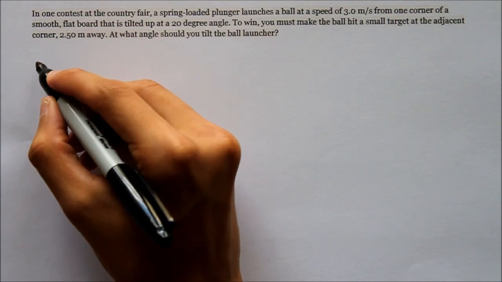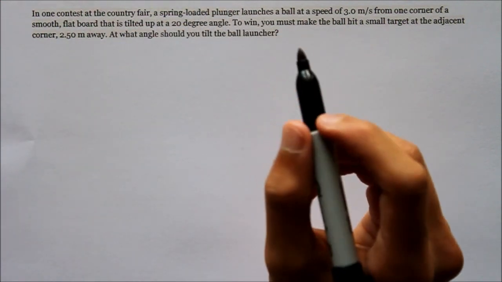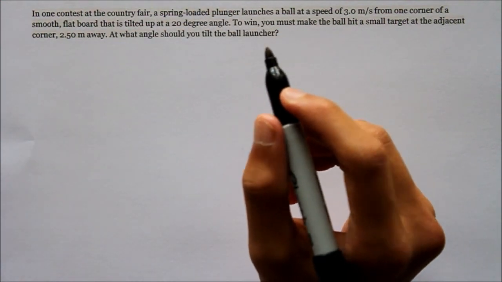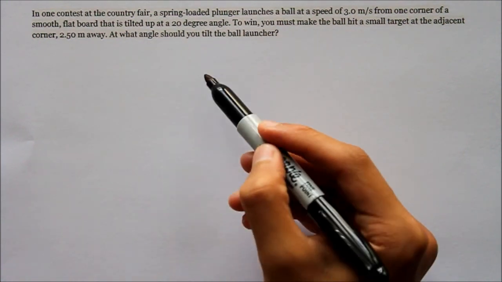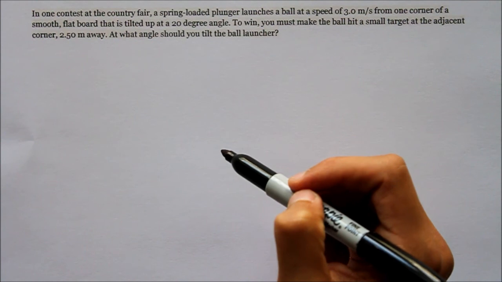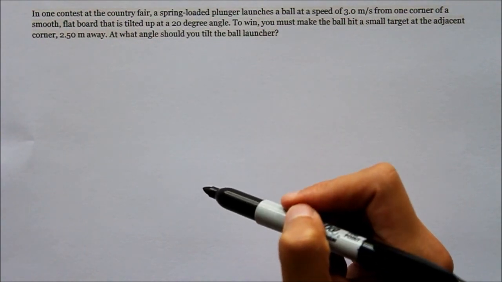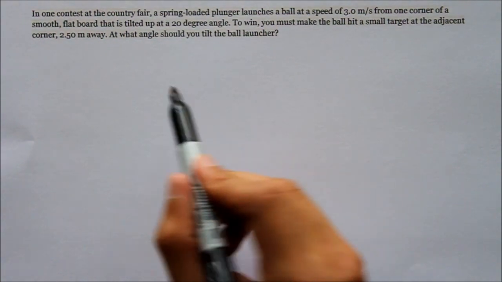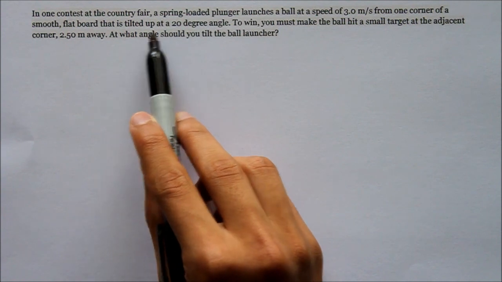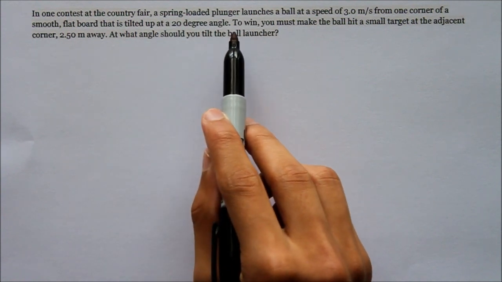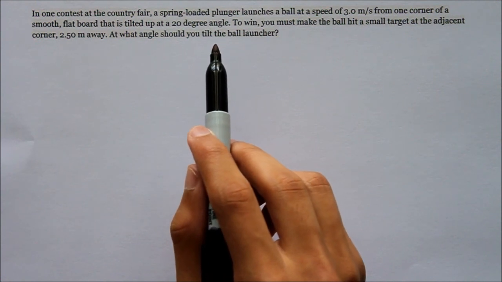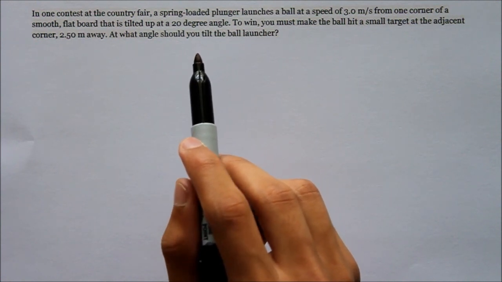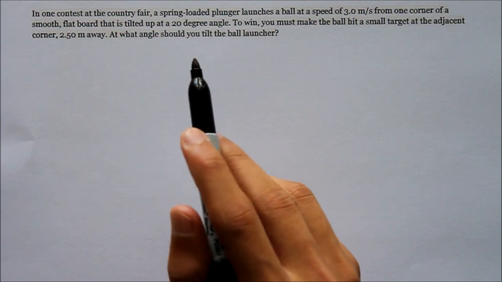So the first thing we have to deal with is we know this ball is going to be going up along this board, and we know that it's going to be coming down. The only thing that's going to be pulling it down is gravity. However, the board is tilted up at a 20-degree angle. So we need to find out what the acceleration due to gravity is going to be for the surface of that board.